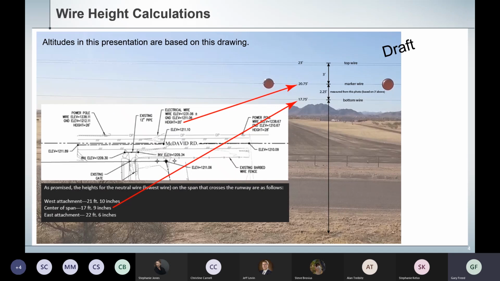So, I mean, they did have some liability. We did a little measurement here, which showed that the top wire was about 23 feet off the ground. The marker wire had sagged about 3 feet. And then there was a ground common line here that really didn't play a role, but it was about 17 feet off the ground. So just to give you an idea of what the situation is.